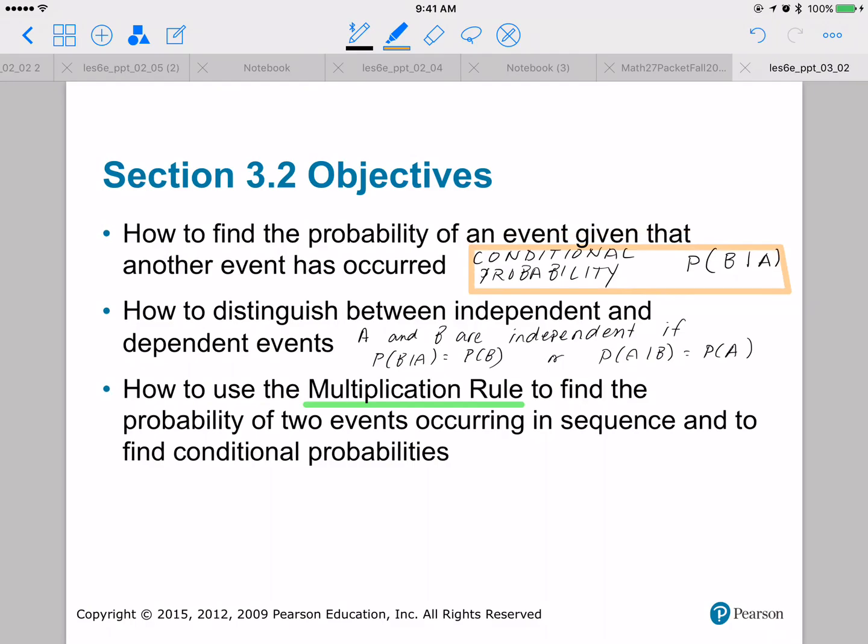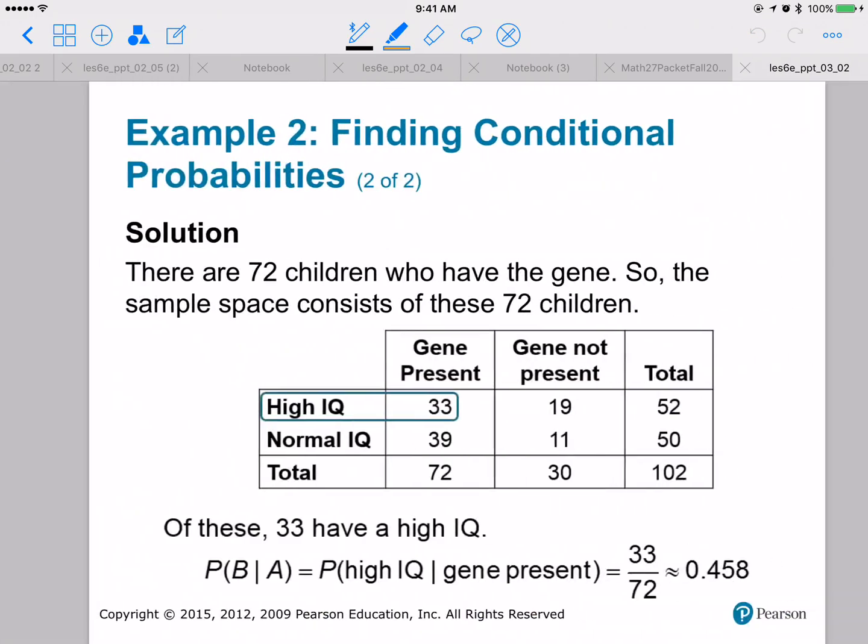Okay. How to distinguish between independent and dependent events. A and B are independent if the probability of B given A is the same as the probability of B, or the probability of A given B is the same thing as the probability of A. And lastly, how to use the multiplication rule to find the probability of two events occurring in sequence, and to find conditional probabilities.